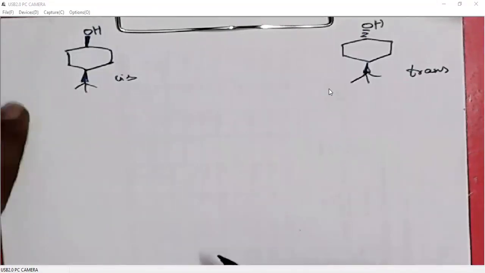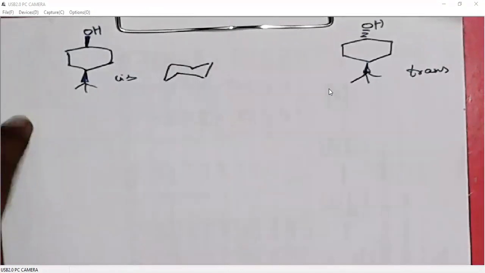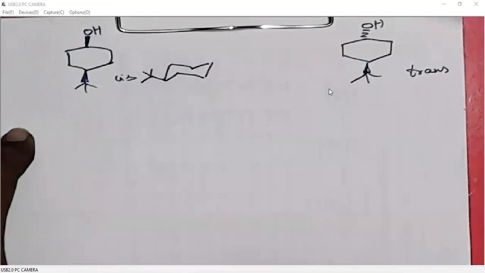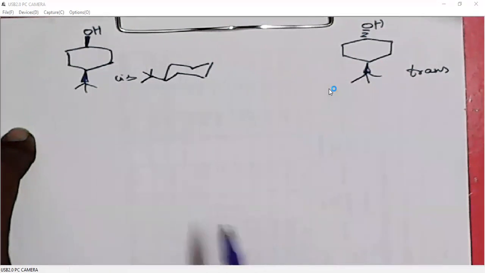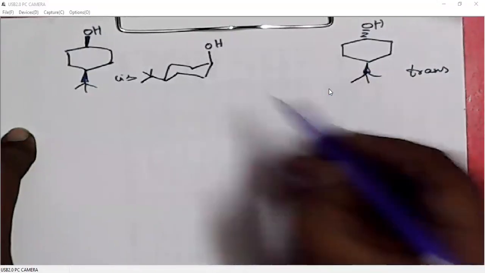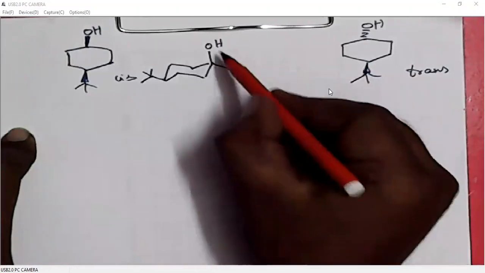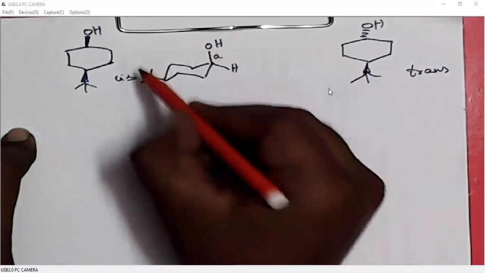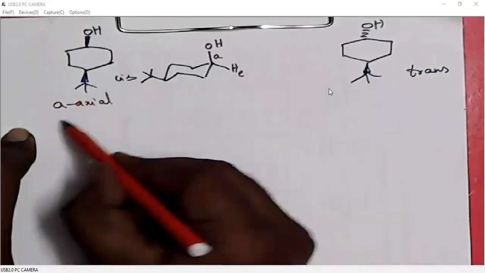For this, we need to write the chair conformation first. Whenever you have an isopropyl group or tertiary butyl group, please fix it in the equatorial position itself. Since it is cis, this will be the hydroxyl. The substituents which are exactly like this are called axial substituents. The substituents which are in between are called equatorial.